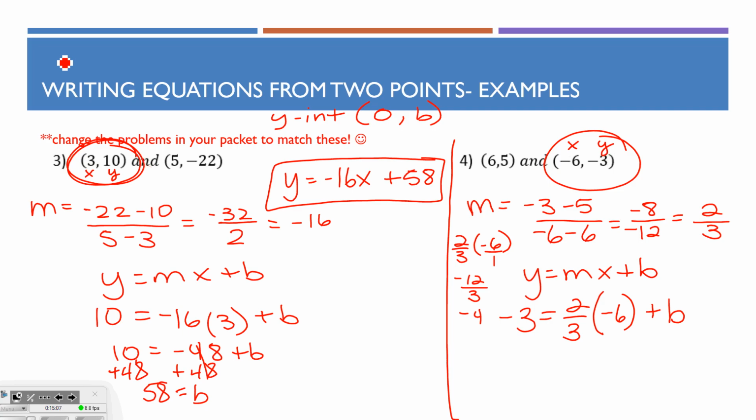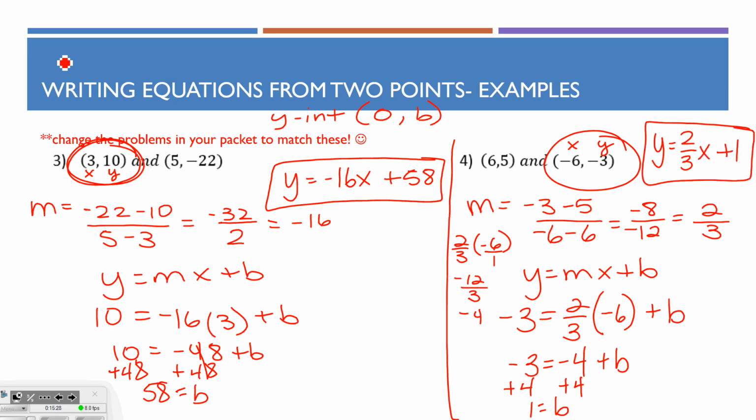So I have negative 3 equals negative 4 plus b. And then solving for b, I have b equals 1, right? So my equation, y is equal to 2/3 x plus 1. I take my b that I just calculated and my m that I calculated earlier, and I plug them in to y equals mx plus b.